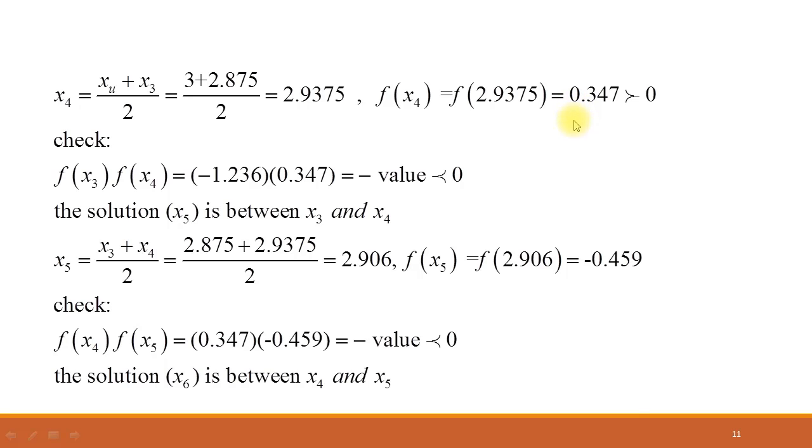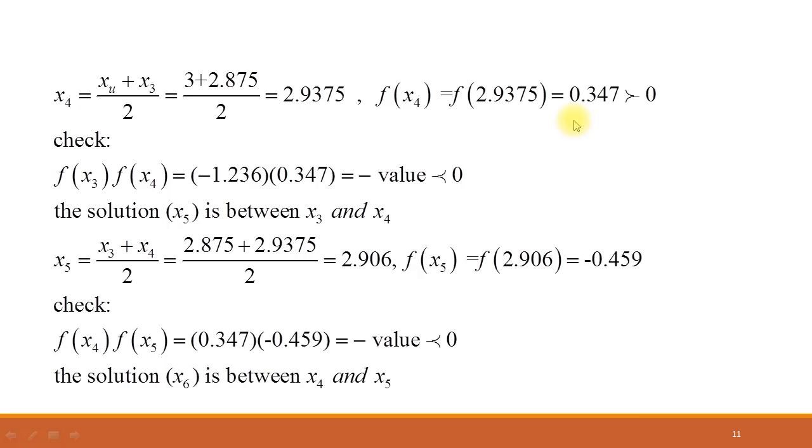Now if the function has negative sign at x3, then the x5 root will be between x3 and x4. And if the function has negative sign at x2, then the x5 root lies between x2 and x4. Similarly, if the function has negative sign at x1, then the x5 root is between x1 and x4. And if the function has negative sign at xu, then the x5 root is between xu and x4.